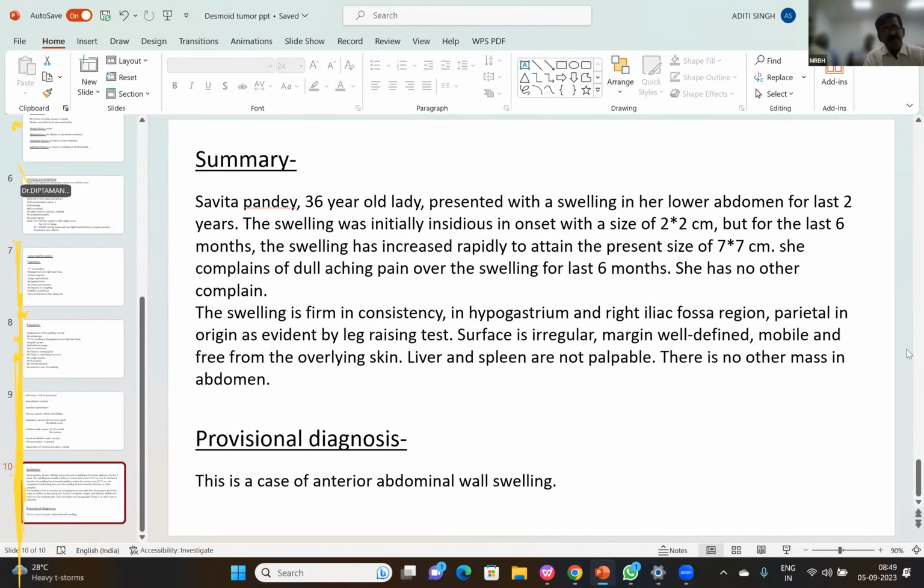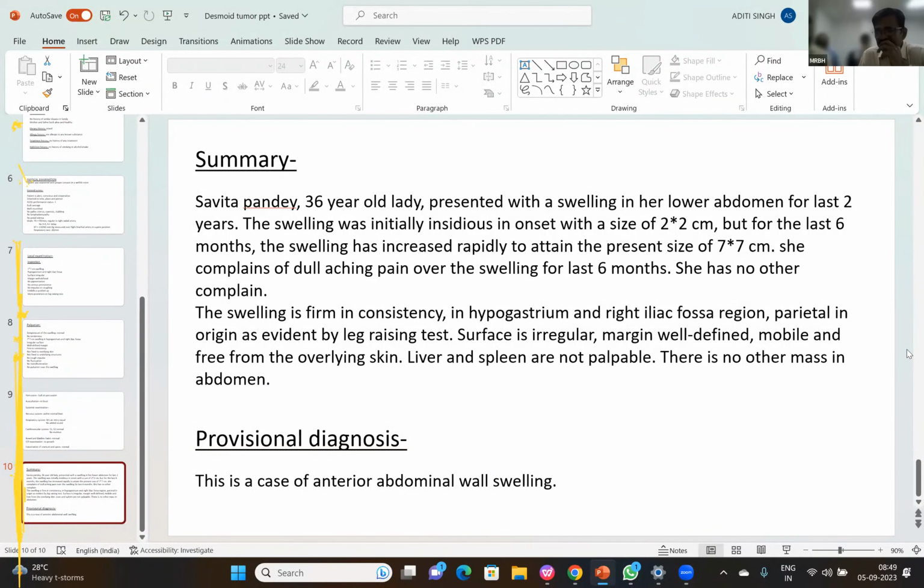Okay, with this investigation, what is the plan for treatment in this patient? The patient has a 7 centimeter swelling in the abdomen. What treatment are you going to offer for this patient? So we can give surgical treatment to the patient. Surgery.